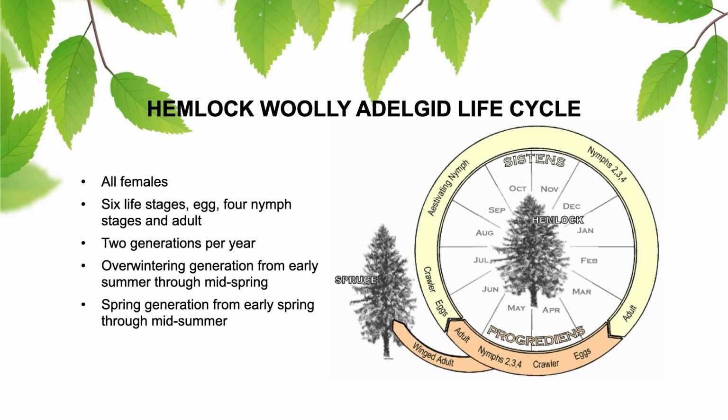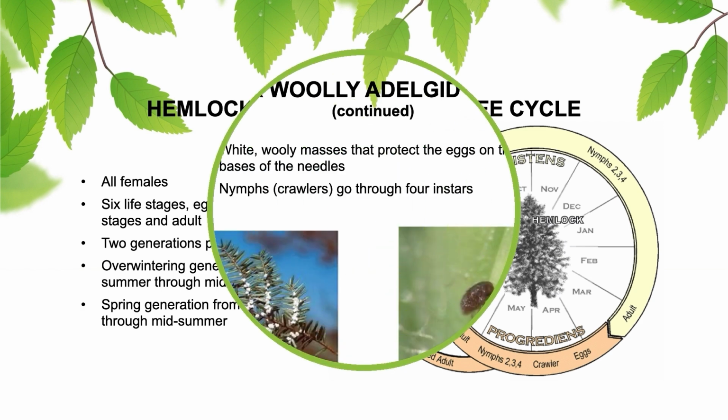Hemlock woolly adelgids have 2 distinct generations per year. From early summer through mid-spring the following year, they go through an estivation period in which their development slows, presumably due to predaceous activity from other insects. Their spring generation is from early spring through midsummer, and development is much faster than the winter generation.